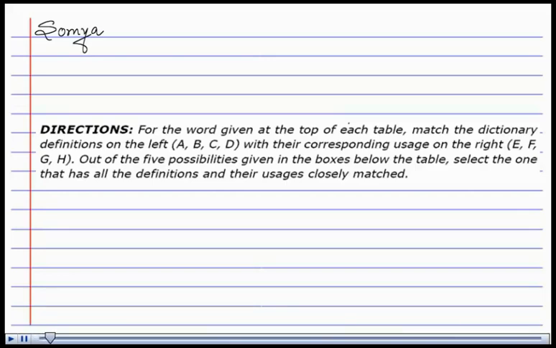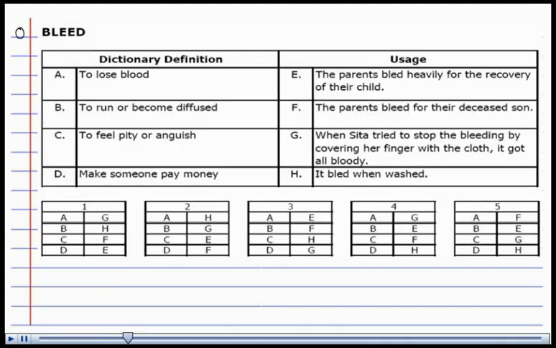Directions. For the word given at the top of each table, match the dictionary definitions on the left, A, B, C, D, with their corresponding usage on the right, E, F, G, H. Out of the 5 possibilities given in the boxes below the table, select the one that has all the definitions and their usage closely matched. And the question is, bleed.